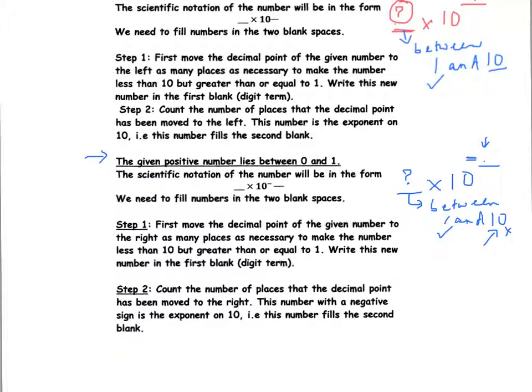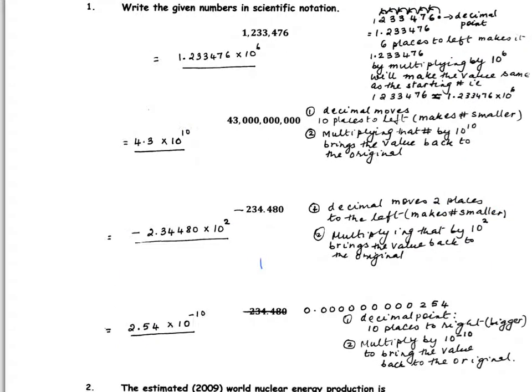Now, let's do a few problems on the next page. In the first problem, we are given a bunch of numbers here, and we write each number in scientific notation. So let's look at this number, a very large number. We know that the exponent in the scientific notation would have to be positive.